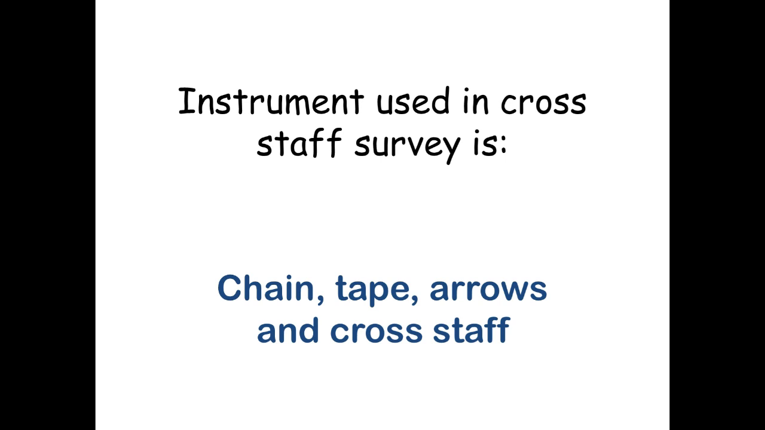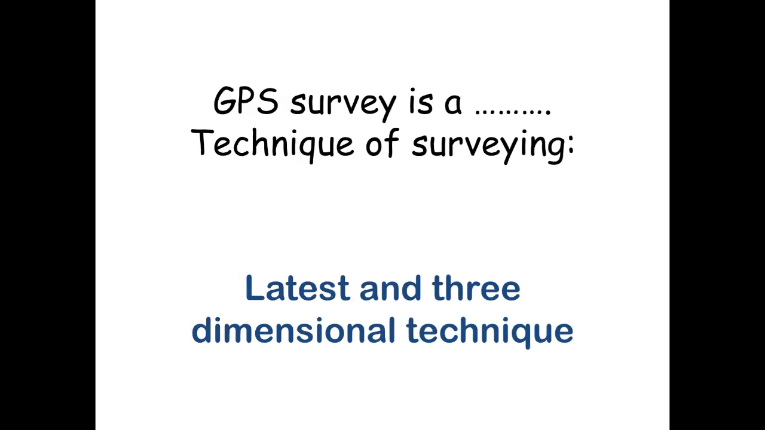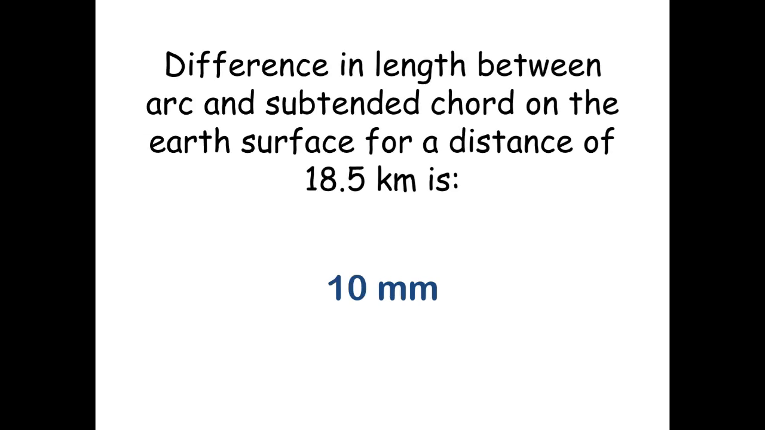Instruments used in cross-staff survey are chain, tape, arrows, and cross-staff. GPS survey is a technique of surveying which is latest and three-dimensional technique. Difference in length between arc and subtended chord on the Earth's surface for a distance of 18.5 km is 10 mm.